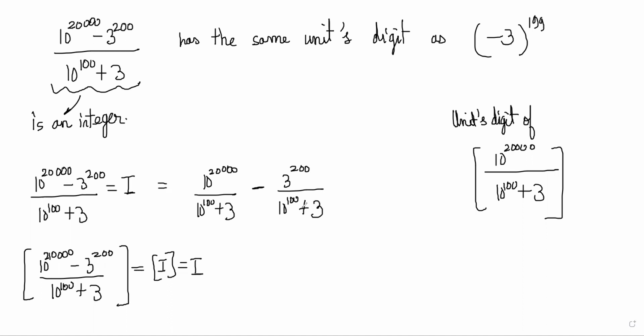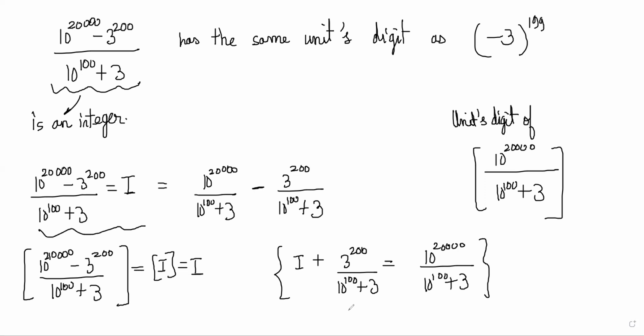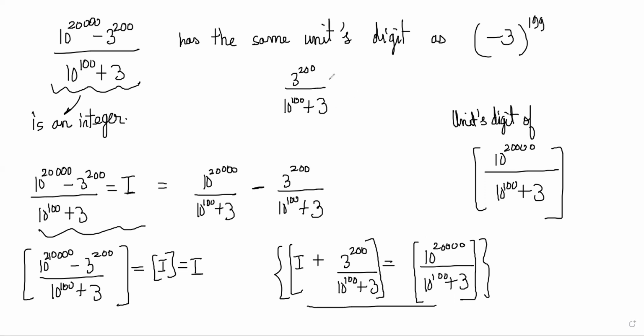Now, if you realize this, you can say I plus 3^200 / (10^100 + 3) is equal to 10^20000 / (10^100 + 3). Basically, I am breaking apart this thing and writing it like this. If I take GIF on both sides right now, what I'll get is GIF of this thing. And you have to realize that 3^200 / (10^100 + 3) is equal to basically 9^100 / (10^100 + 3).